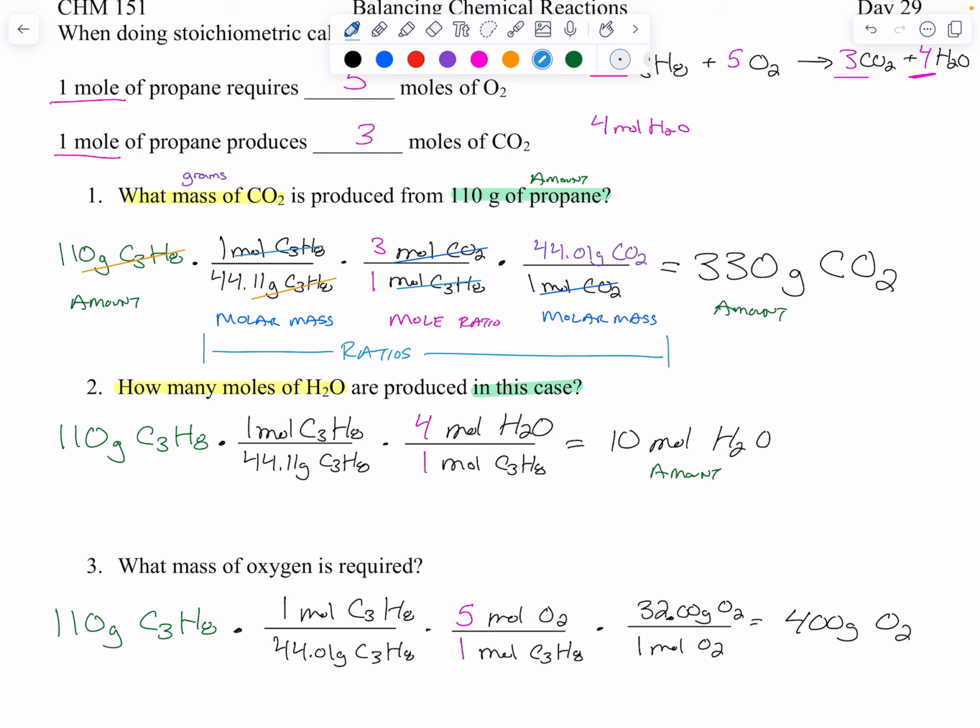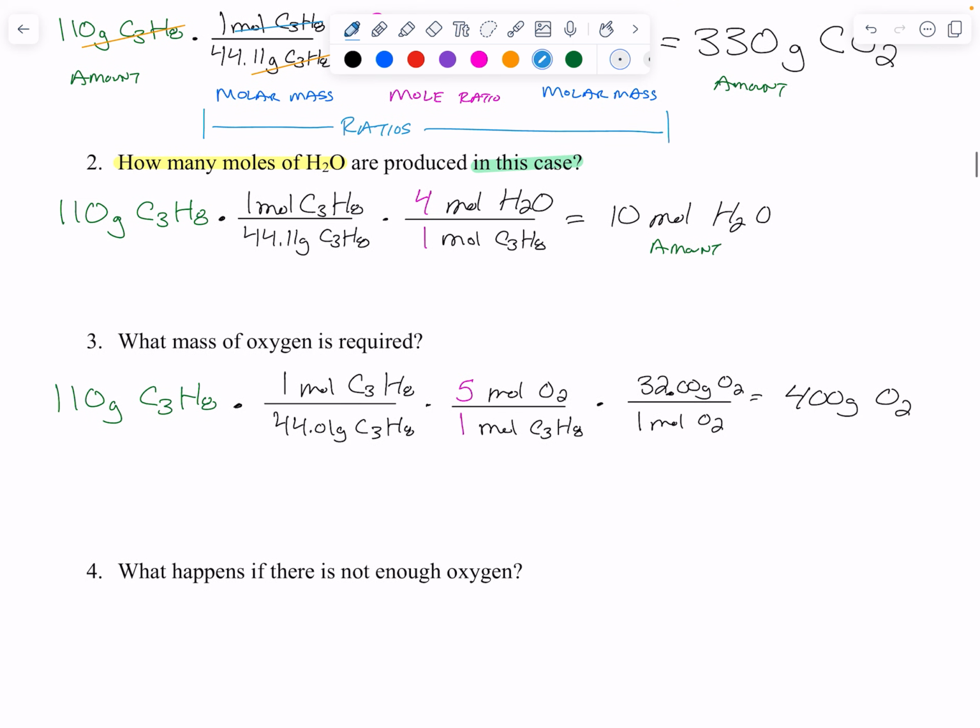Now, a little foreshadowing for later on. What happens if there's not enough oxygen in this case? Well, then not all of the C3H8 will react. That makes sense, doesn't it? Now, hopefully it's in a controlled environment, and it's not like there's not enough oxygen in the atmosphere. That'd be really bad. All right, so that is balancing.